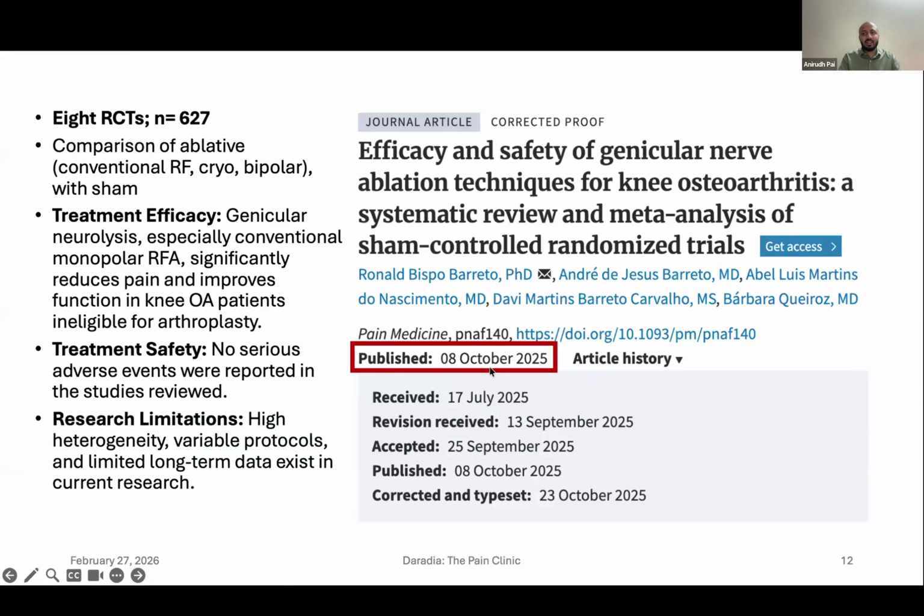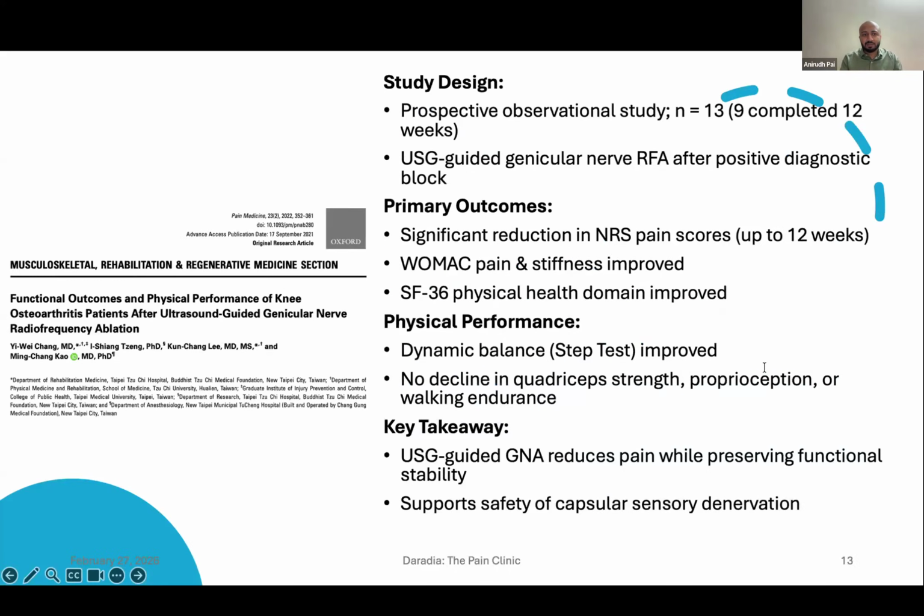Here we have another systematic review which had 8 RCTs and 627 participants. Here they had studied conventional RF, cryo, and bipolar against sham blocks. The main thing to be noted from this systematic review was that there were no serious adverse events associated with use of RFA for knee. However, again, even over here, the outcomes were quite heterogeneous. Success rates were still not that great.